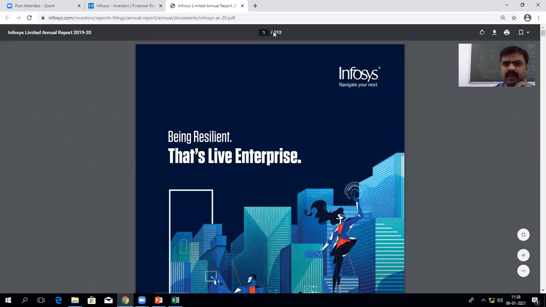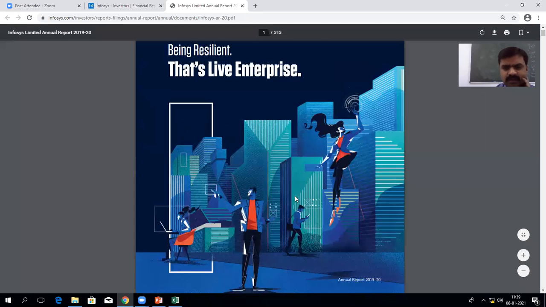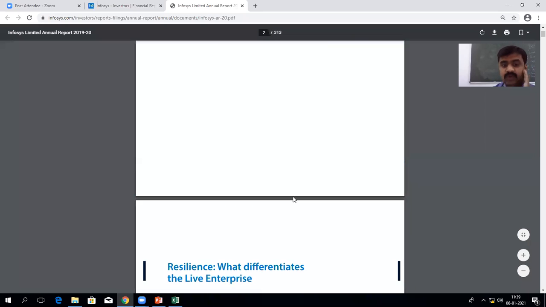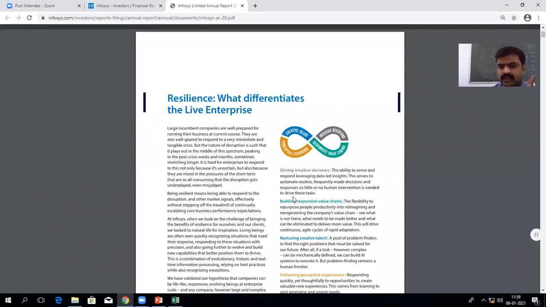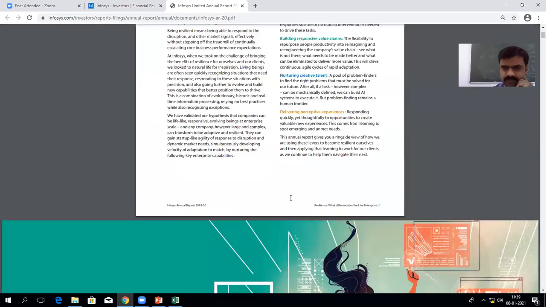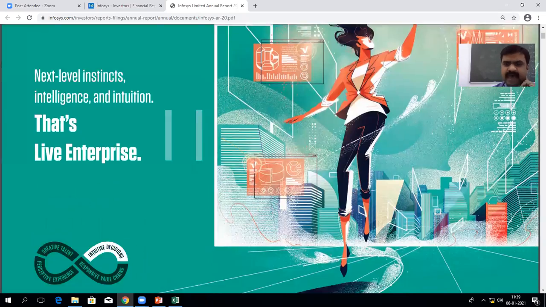Okay. So the annual report is 313 pages. You don't need to use all the pages. Just go there, go down. You take the most recent current year. That is your last financial year.